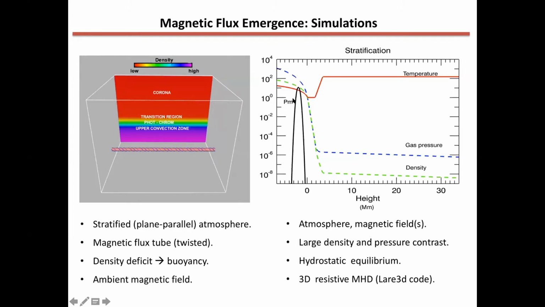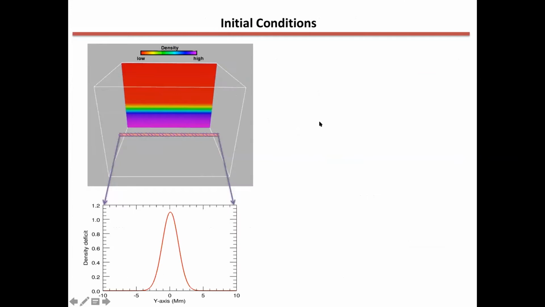We put the magnetic field here, which is the tube. This is the magnetic pressure, which corresponds to this magnetic flux tube here. And then we try to push the magnetic flux tube so that it will emerge to the photosphere and above, okay? These are the basic initial conditions in this kind of experiment.